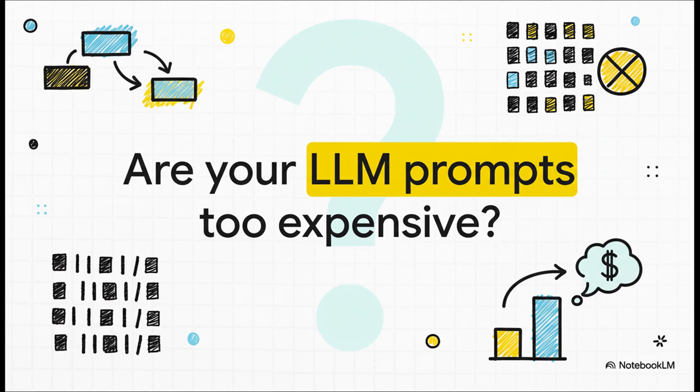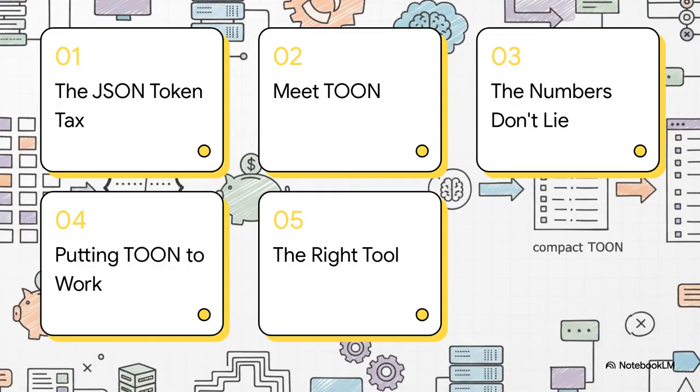It's the question on every dev's mind, right? We're feeding more and more data into these incredible models, and every single character, every bracket, every little quote, it all adds up. So the big question is, how do we get the exact same information to our AI, but for way, way less?